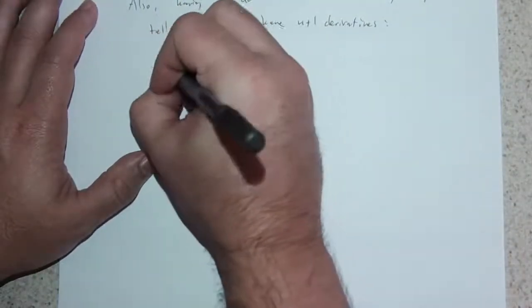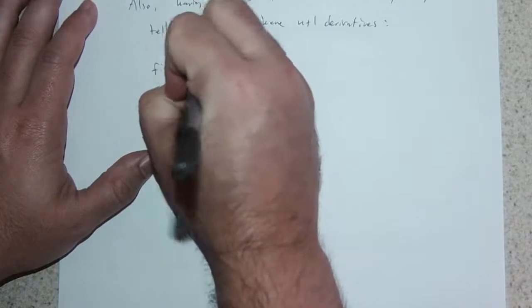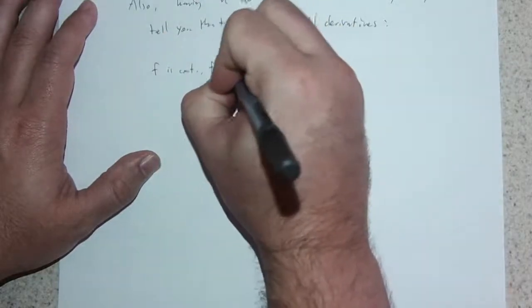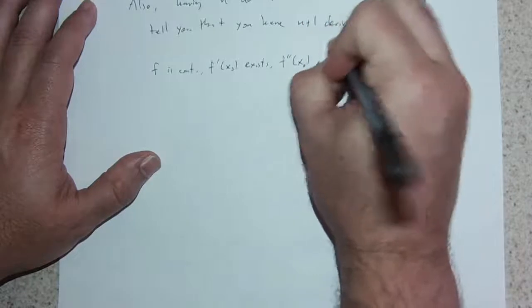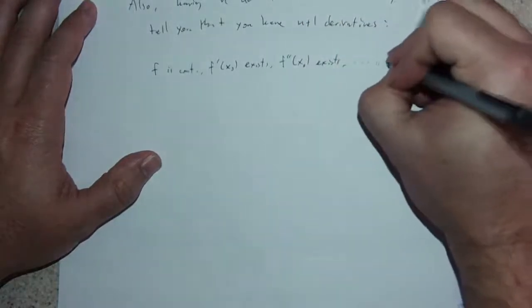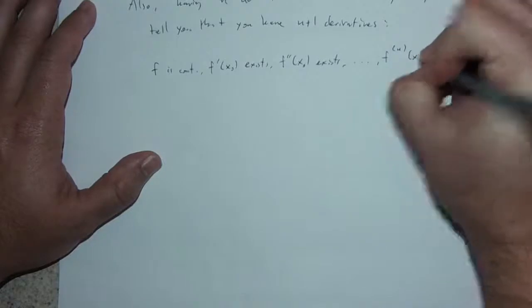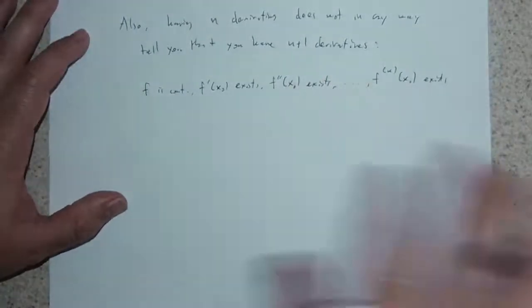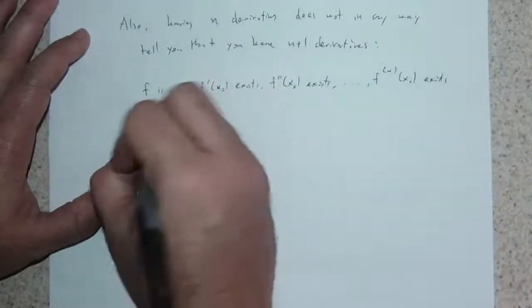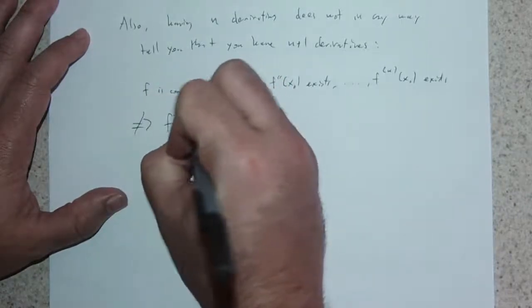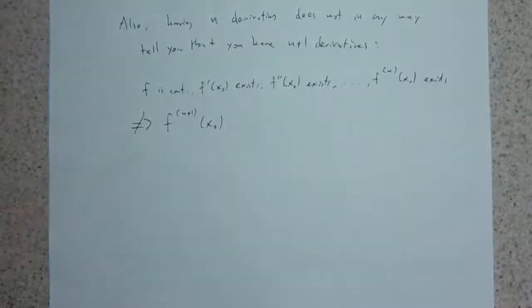So for instance, if I know that f is continuous, say, and we'll say that f prime of x naught exists and f double prime of x naught exists, and so on, all the way up to the nth derivative of x naught exists. And even if I know something about existence, continuity of these things, the function itself is continuous at the point, I would need some other crazy stuff to actually guarantee that the n plus first derivative at x naught exists.